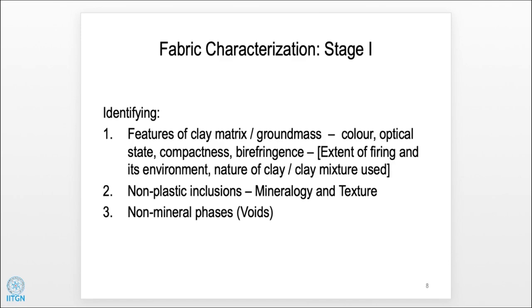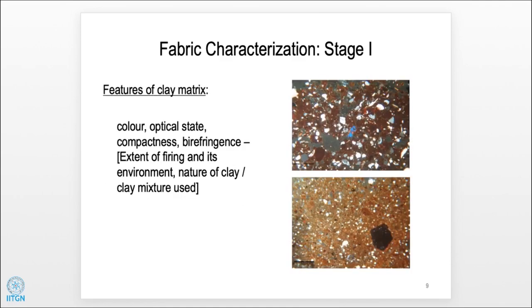That is what I mean by non-mineral phases. This is how one of the sections looks. The brownish part that you are seeing is the matrix. Here it is brownish in color, and this is reddish in color. You have angular grains, and you can see there are different types of colors, and these are probably all voids. And here also you can see.